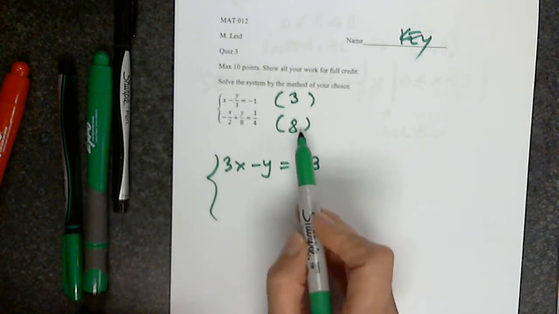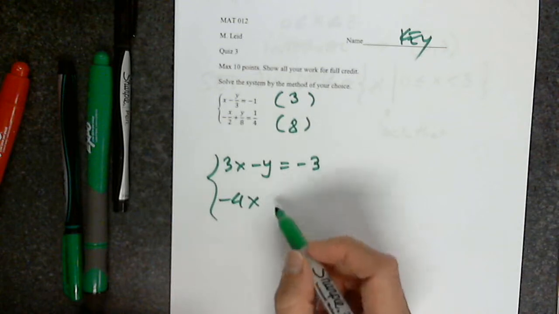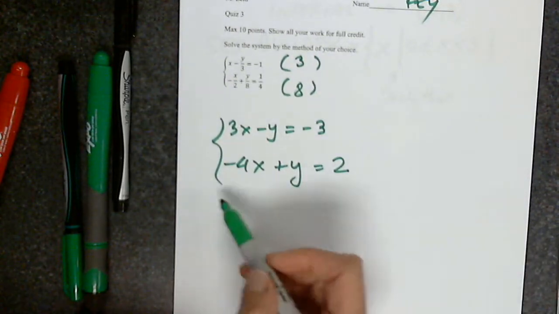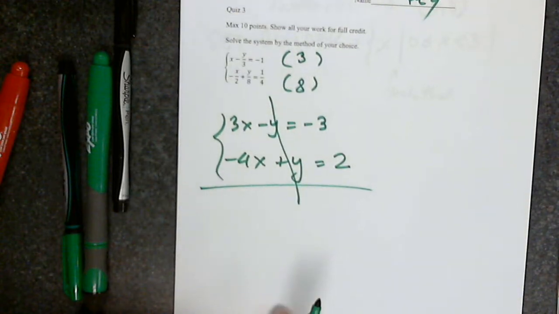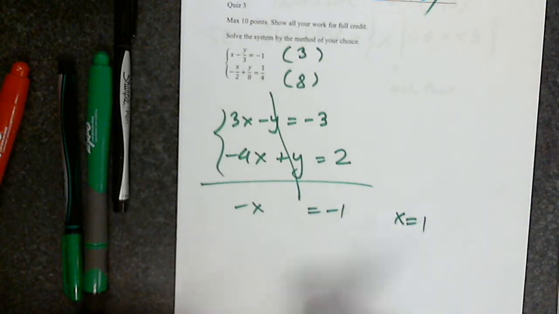Now, negative x over 2 times 8 will be -4x. Y over 8 times 8 will be plus y, and this will be 2. All I have to do is just add. I get negative x equals -1, so x equals 1.